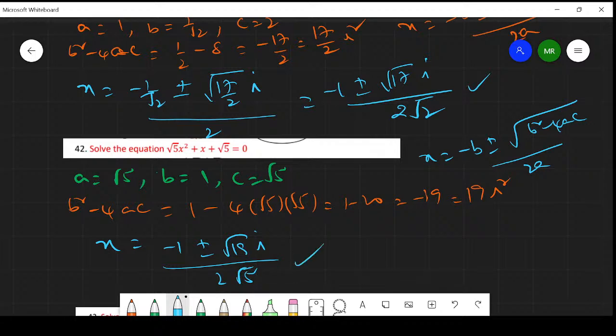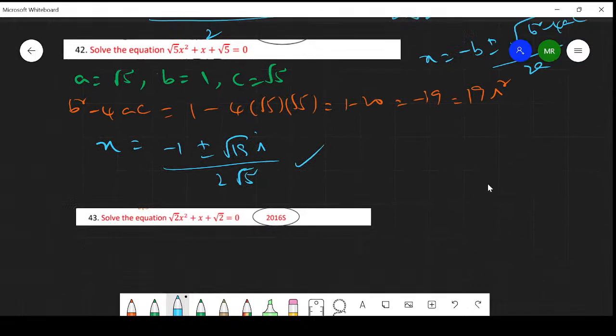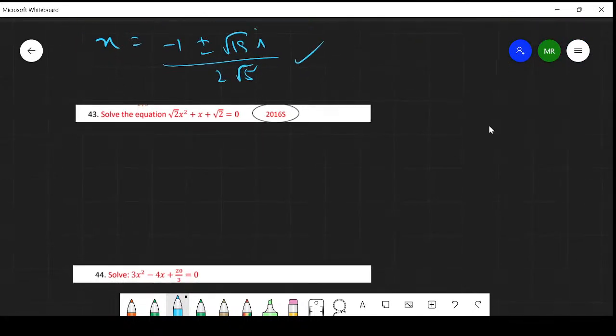2a 2 root, that's all your answer, right? Simple, 3 marks problem, definitely you can answer 3 marks. Again here also same thing.